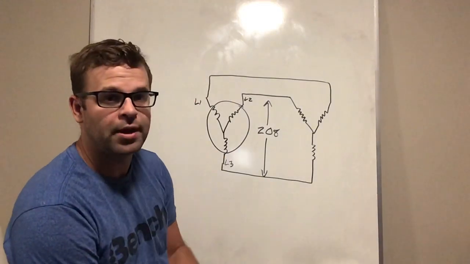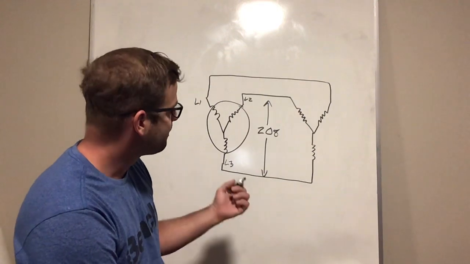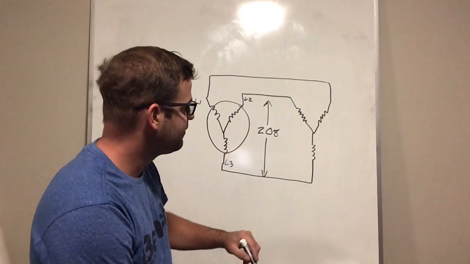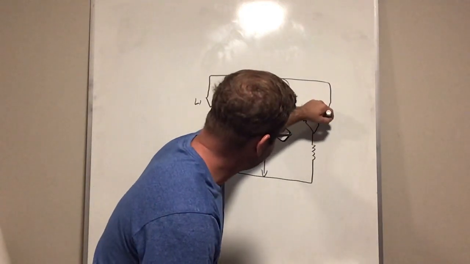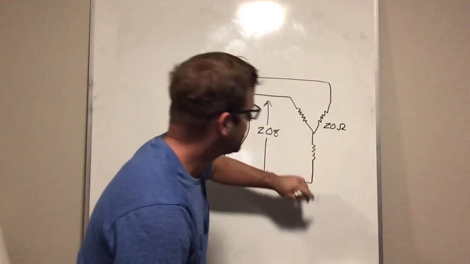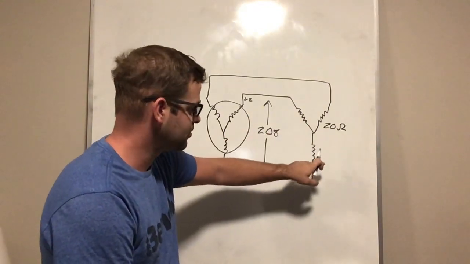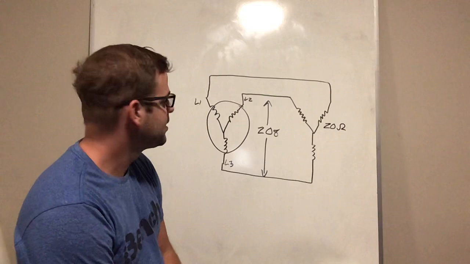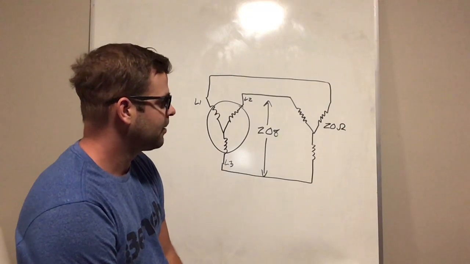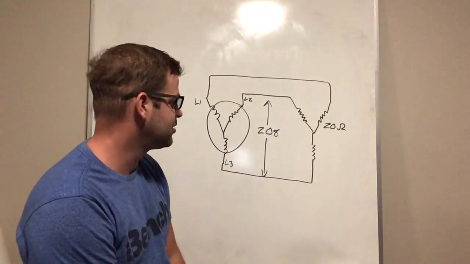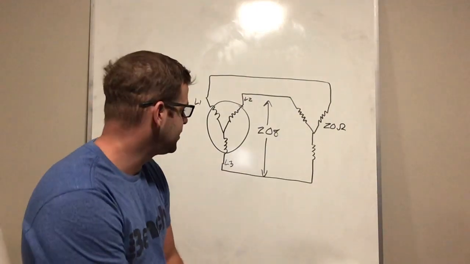So obviously between line 1 and line 2, line 2 and line 3, and line 3 and line 1, we have 208 volts. And I'm going to say that I have a resistance per phase of 20 ohms. So that means that that phase sees 20 ohms, that phase sees 20 ohms, and that phase sees 20 ohms. I want to solve for everything in this circuit. I'm going to introduce power and then expand on that as we go through this. So let's break this down bit by bit and see if we can figure this out.